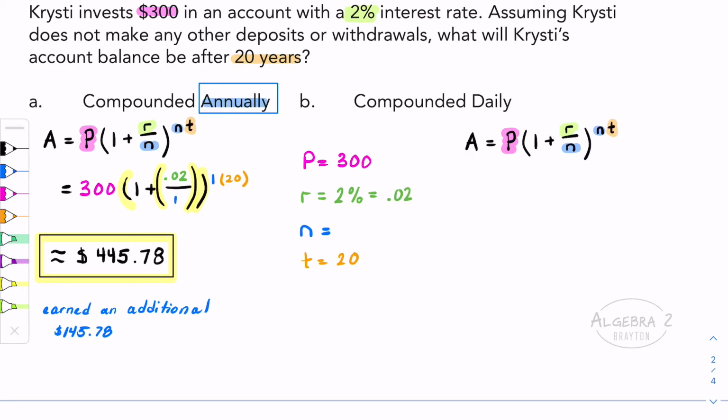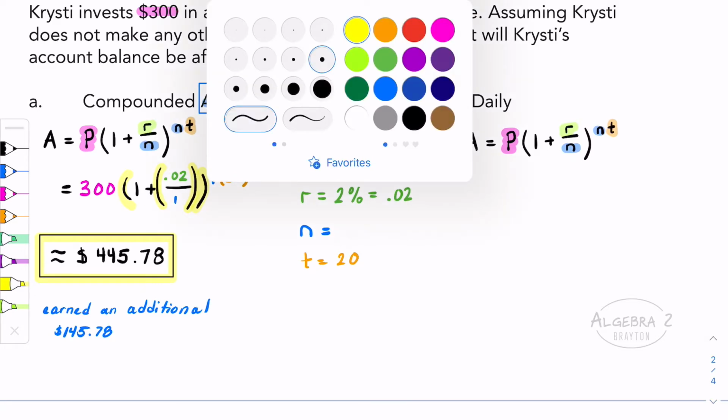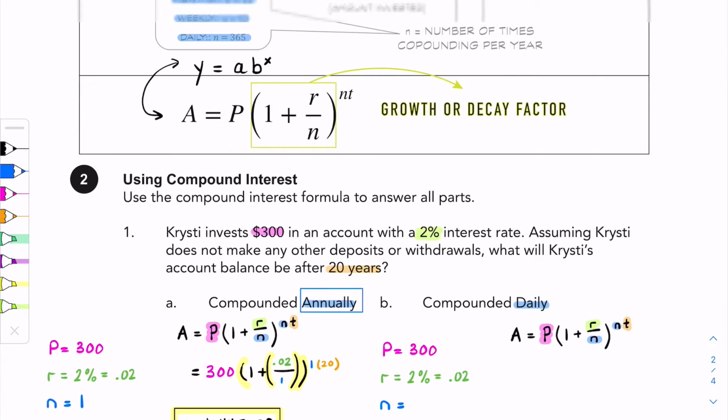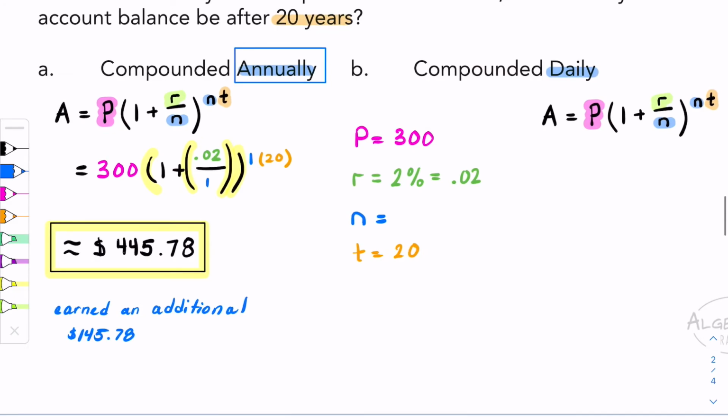Our principal amount is still 300. Our rate is still 0.02. We do need to change the number of times compounded, because now we're looking at compounded daily. Compounded daily is when you have an n value of 365. So that's the only piece we need to change in this formula.